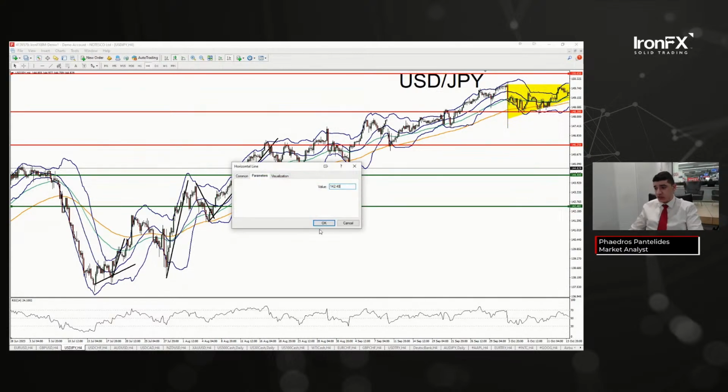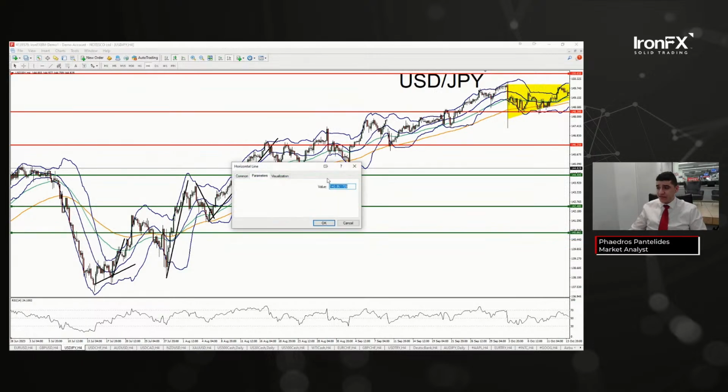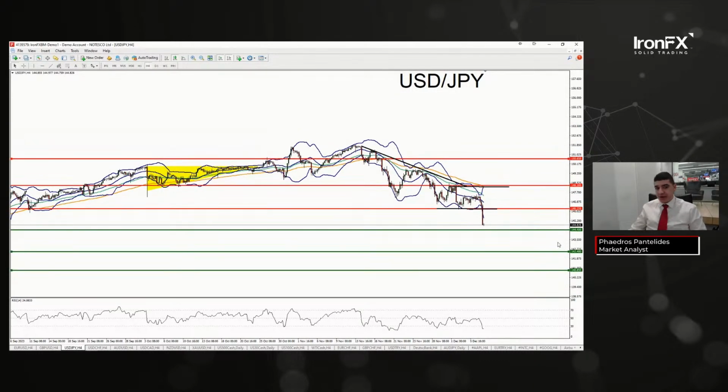142.48 for S2. And then for our S3, perhaps we could place the next level of support at this point here, 140.85. From a technical point of view, RSI dropped below 30. It's actually at 24, which may imply that it is oversold at this point. So it could be due a market correction higher.